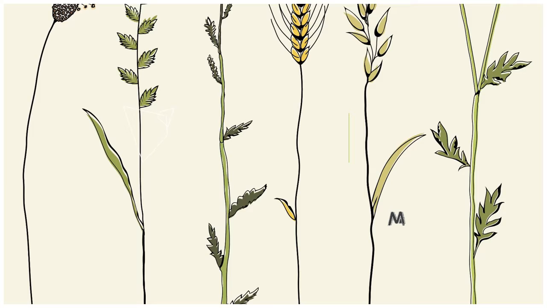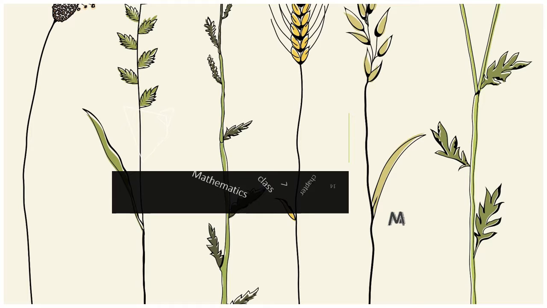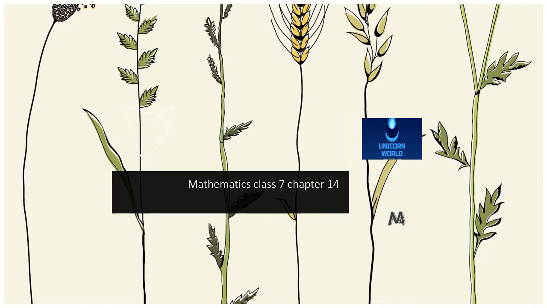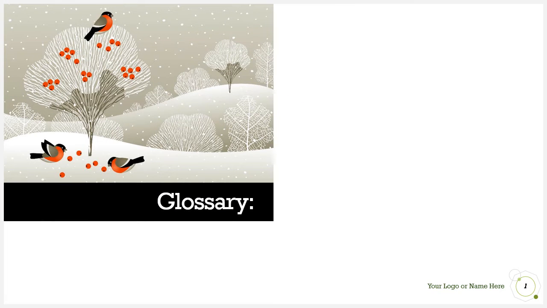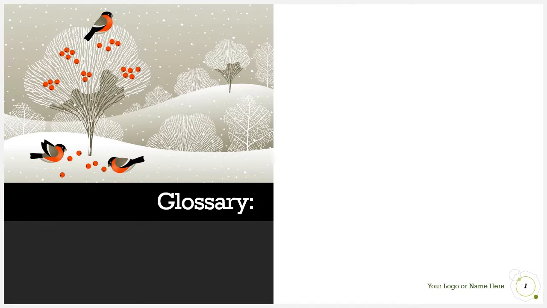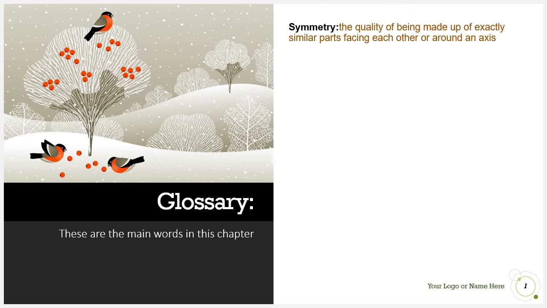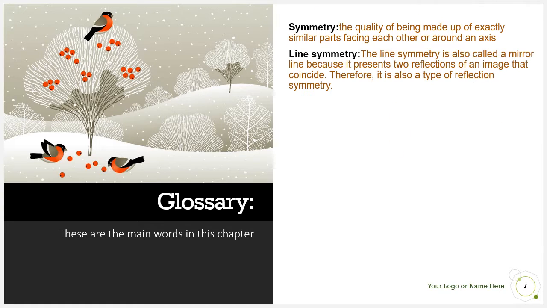Hello, so today we are going to learn about Mathematics Class 7 Chapter 14 Symmetry. Glossary. These are the main words in this chapter. Symmetry, the quality of being made up of exactly similar parts facing each other around an axis.